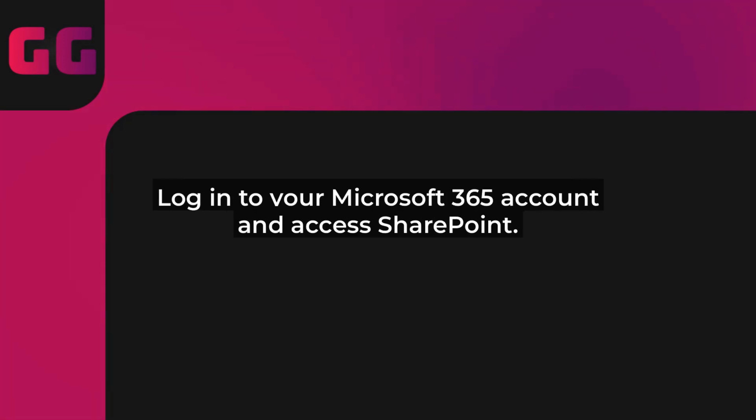First things first, make sure you have access to SharePoint. You'll need a Microsoft 365 account, so log in at office.com and head over to the SharePoint app. Once you're in, navigate to your organization's site or the main SharePoint homepage. This is your central hub for all things collaborative.